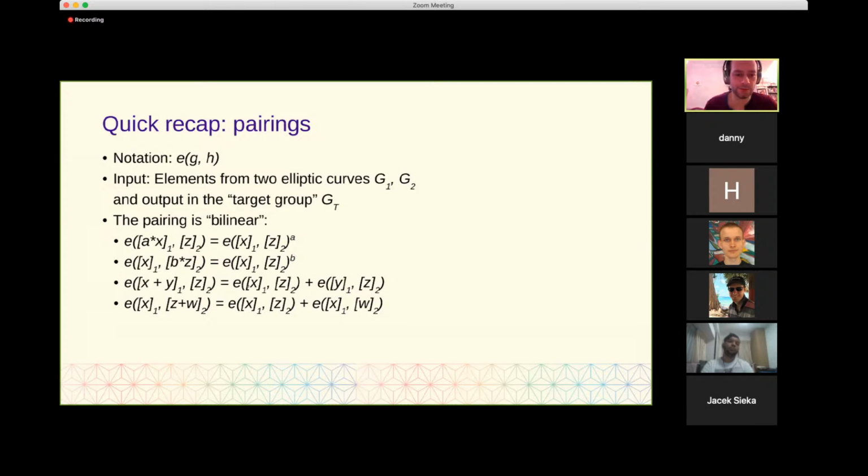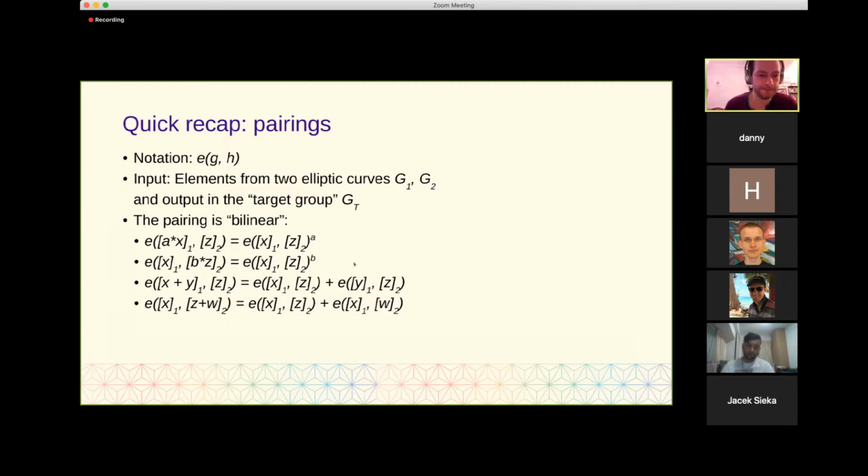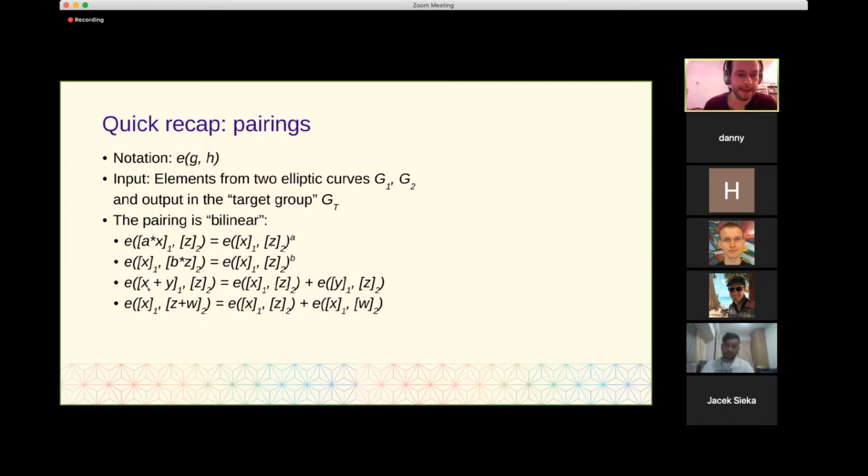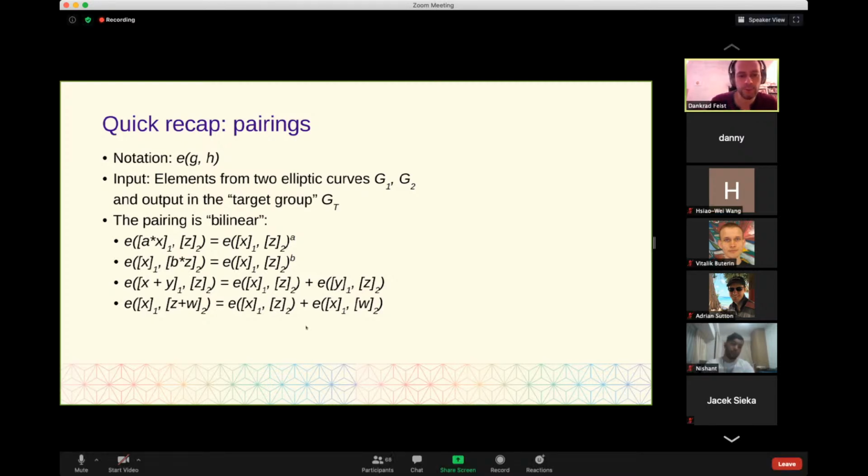And the same is true in the second component. Well, that's why it's bilinear in both components. So like b times z, you can again take the b out and put it into the exponent. And then the same is true for addition. So if we add two numbers, x plus y, and pair with z, then we get the pairing of x with z.